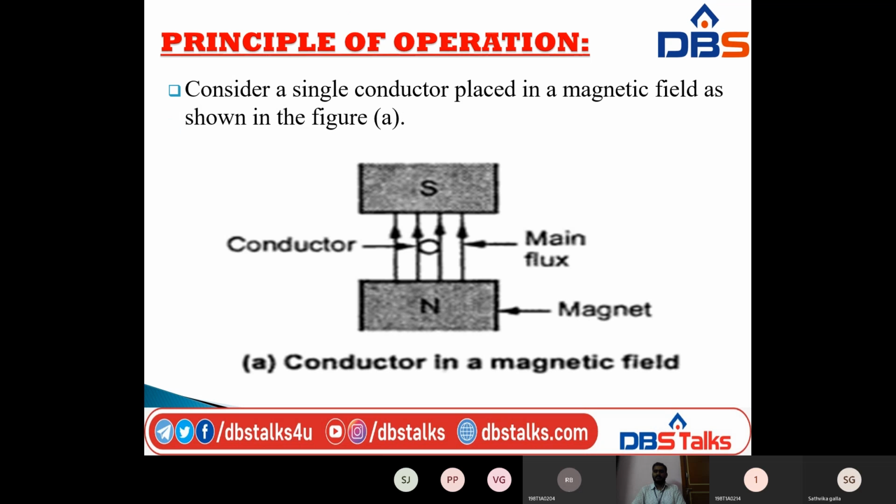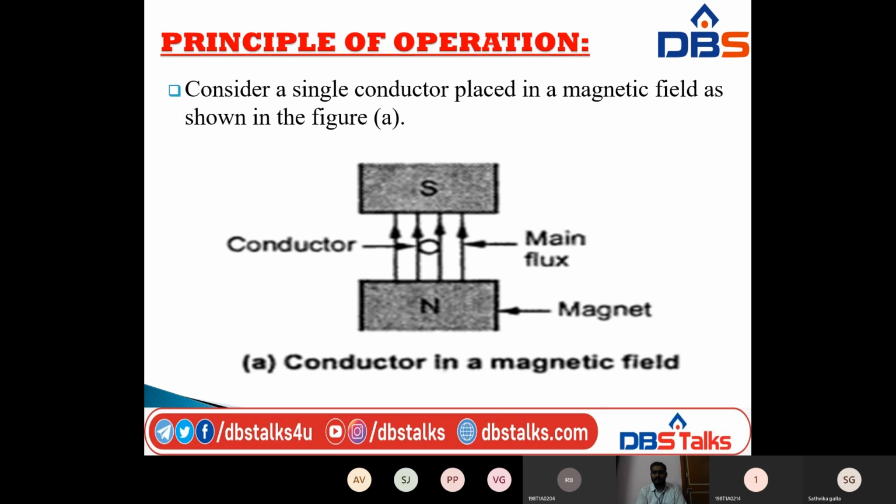Coming to the principle of operation, here I am considering a single conductor. If you see the diagram, in between the two poles, south and north pole, I am placing one circular shape, a small hole. That one is a conductor. Consider a single conductor placed in a magnetic field as shown in the figure. The conductor is placed in between the two magnets, so it experiences a magnetic field and it produces a main flux. That's why the diagram is titled conductor in a magnetic field.